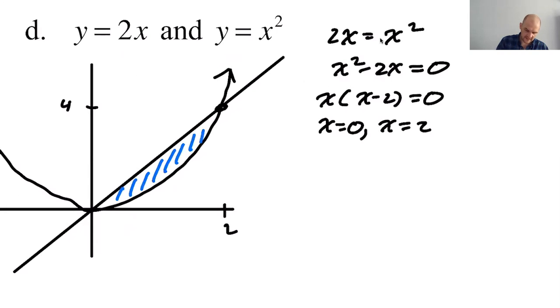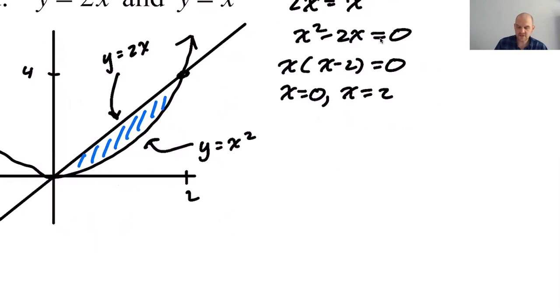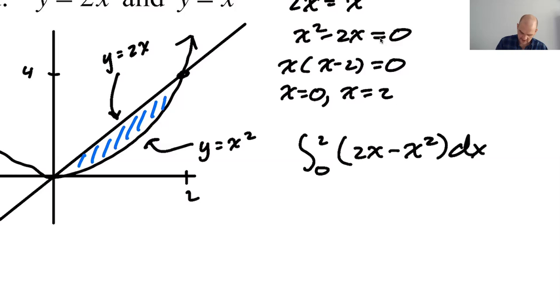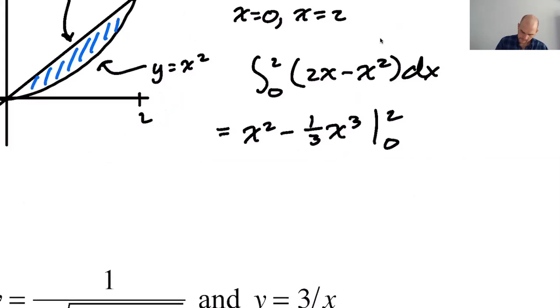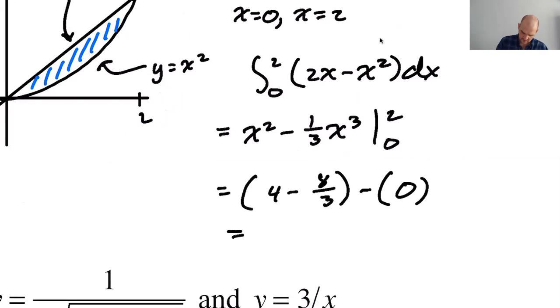So we need to know the top curve is y equals 2x, and that the bottom curve is y equals x squared. Set it up and solve it. That's it. So it's going to be the integral from 0 to 2, top is 2x, bottom is x squared, dx. x squared minus 1/3 x cubed from 0 to 2. So we plug in 2, we get 4 minus 8/3. Plug in 0, we just get 0. So 12/3 minus 8/3 is 4/3.